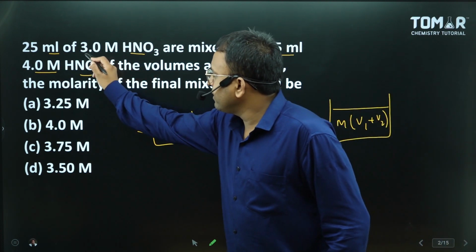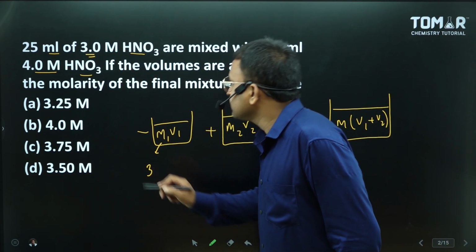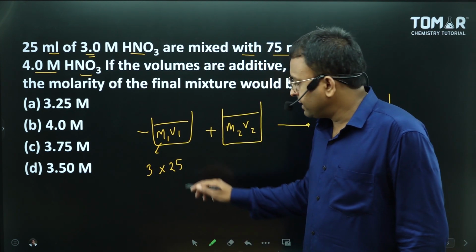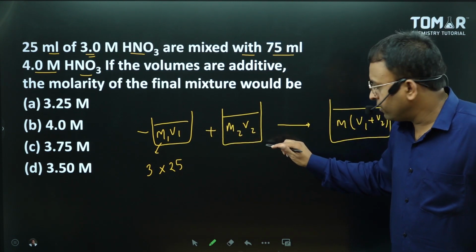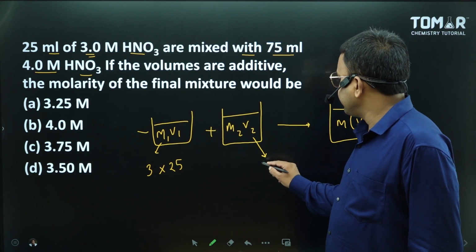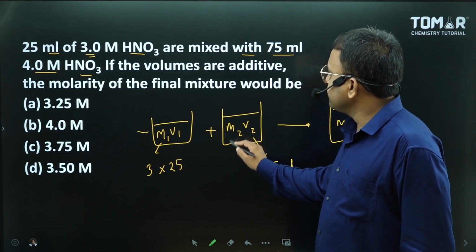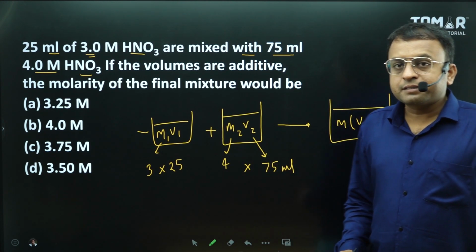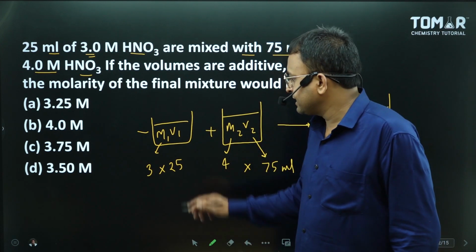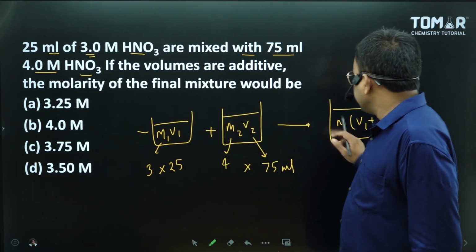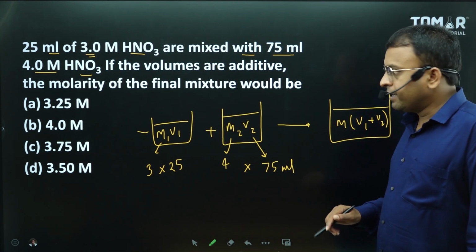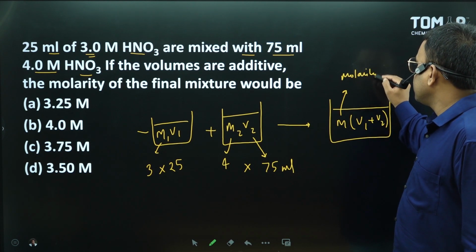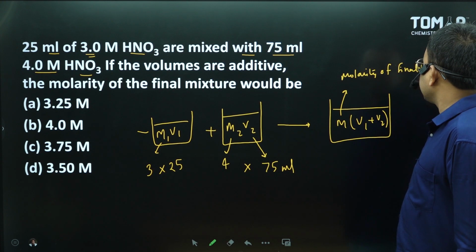M1 is the molarity of the first solution, that is 3. Its volume is 25 ml. Keep it in ml. The second volume is 75 ml and its molarity is 4 molar. So the formula for mixing two acids, two solutions, or two bases is M1V1 plus M2V2 is equal to M times (V1 plus V2). Now we have to find the molarity of the resulting solution, the final mixture.